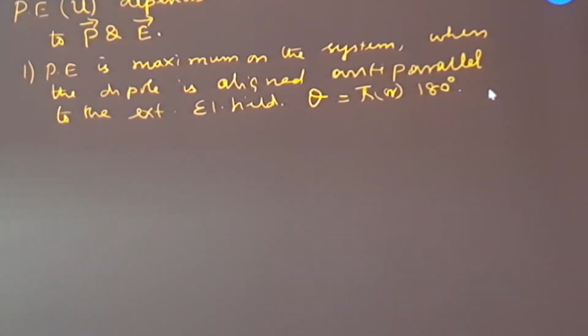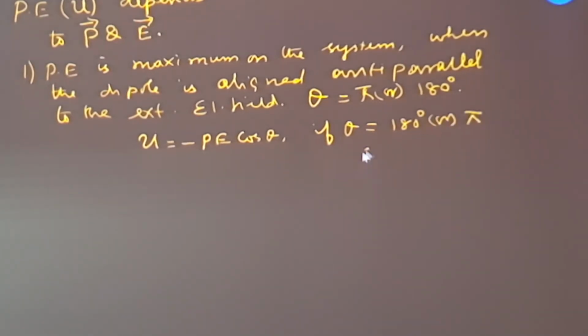maximum. How? We know the potential energy of the system is given by epsilon equal to minus P E cos theta, and if you put theta equal to 180 degrees or pi radians, cos theta will be equal to minus 1.